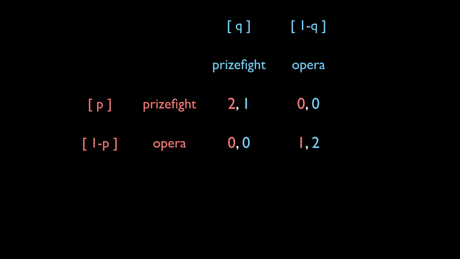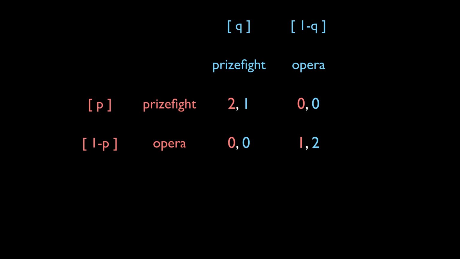Let's do 2's best response. If 2 does prize fight, 2's getting the 1 sometimes and 0 sometimes, right? 2's getting the 1 with what probability? P, right? And you're getting the 0 with what probability? 1 minus P. This number is what? This P.